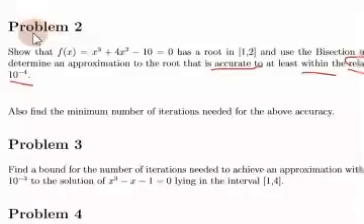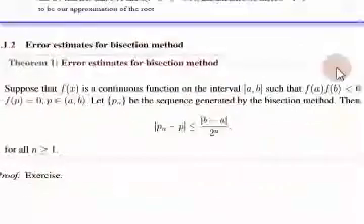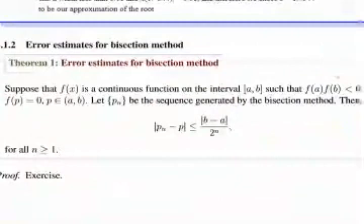Question 2, part B. Also find the minimum number of iterations needed for the above accuracy. So let's find that. For that, we can use this theorem, error estimations for the bisection method.